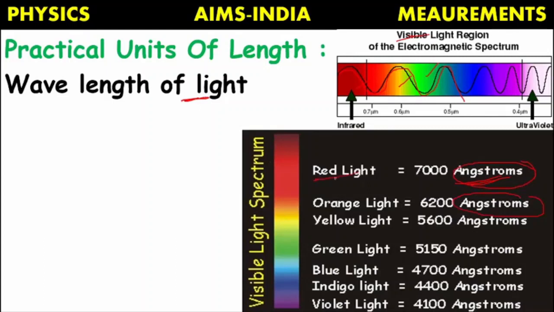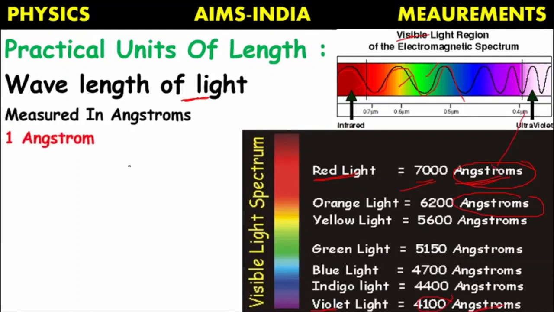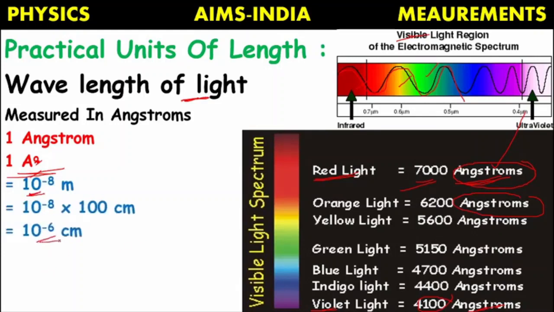The wavelength of red light is 7000 angstrom units, and that of violet light is 4100 angstrom units. So here angstrom is another practical unit. Its symbol is A naught, the same symbol used for degree. Its value is 10 power minus 8 meters. If we convert into centimeters, 10 power minus 6 centimeters.